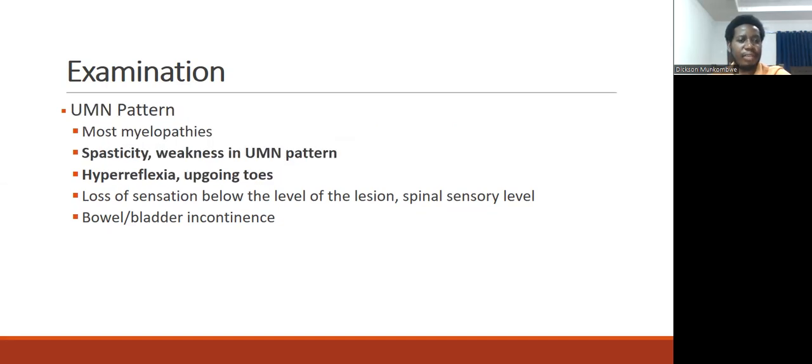So further exam, usually after the acute hyperacute stage of myelitis or traumatic spinal cord injury, you would now have upper motor neuron pictures coming, and this is the commonest presentation of spinal cord lesion or disorders. So they will have spasticity, weakness, mostly in the upper motor neuron pattern, as we said, where in the upper limbs, the flexors are stronger than the extensors. In the lower limbs, the flexors are weaker than the extensors. There's hyperreflexia and upgoing toes. There's also loss of sensation below the level of the lesion, a spinal sensory level, and bladder and bowel dysfunction.